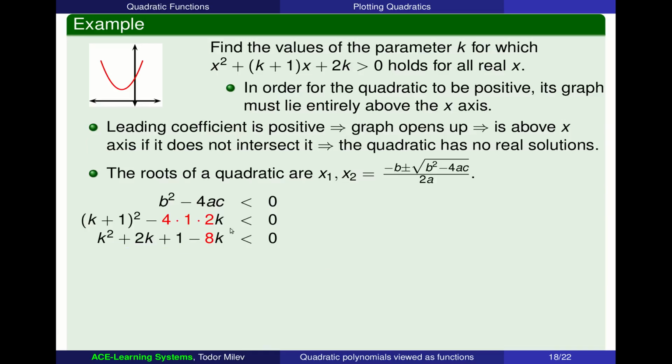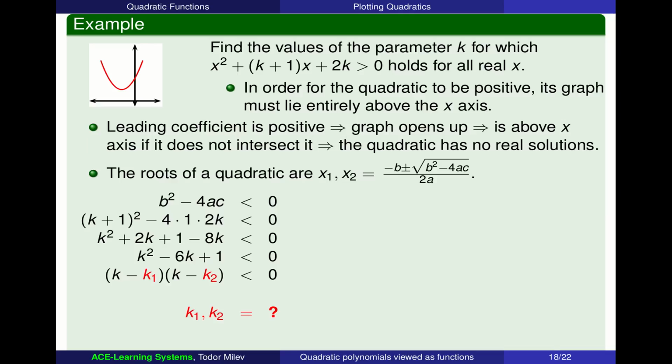Now 4 times 2, that is 8. So I'm almost done simplifying. 2k minus 8k, that is negative 6k. So that expression now I can factor. That's (k minus k1) times (k minus k2), where k1 and k2 are the roots of my quadratic. So what are the values of k1 and k2?